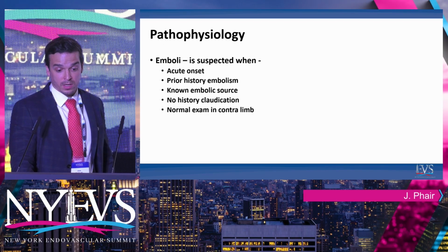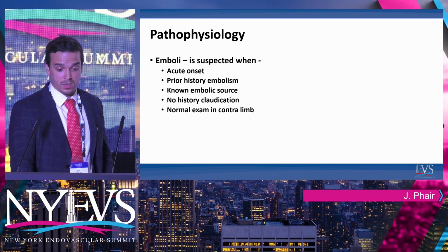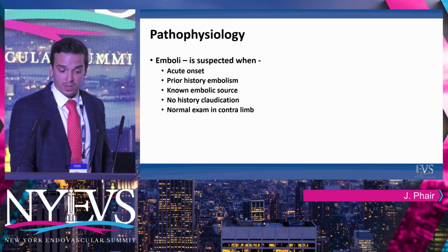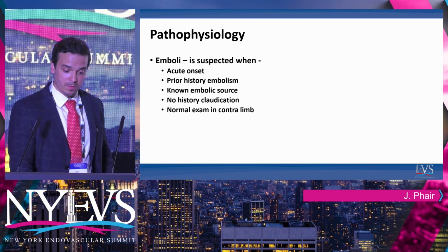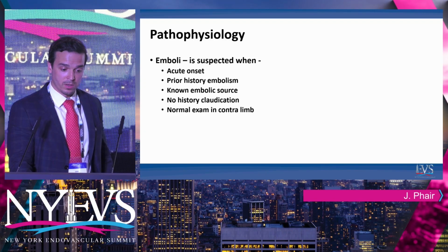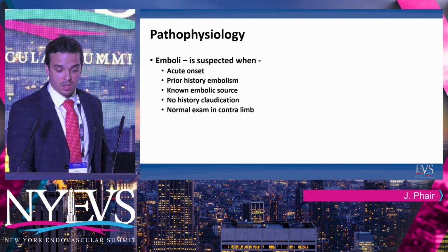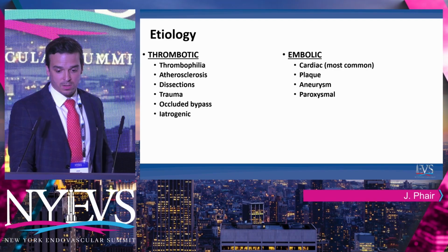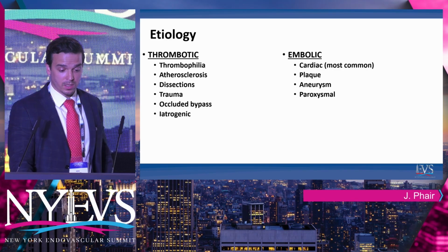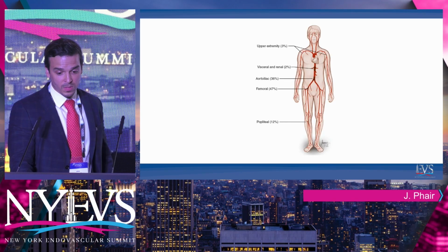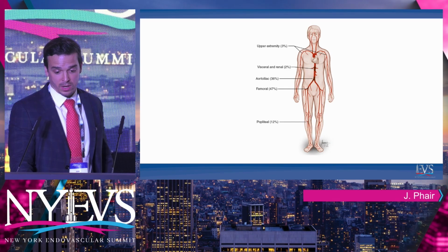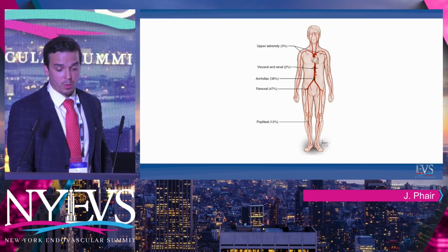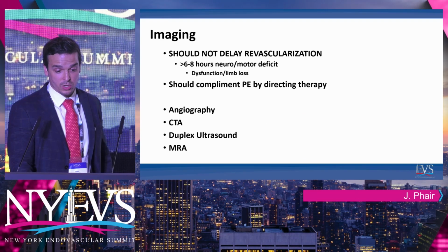Pathophysiology, emboli can be acute on onset. They could be the primary history of the embolism. You have a known embolic source like the heart or an aneurysm. These patients often have no other history like claudication, and they're normal on the contralateral side. So we're going to go a little bit faster. There's thrombotic and embolic possibilities, and this is a distribution of them throughout the body, with lower extremity and aorta iliac being the most common sources for these emboli to lodge.